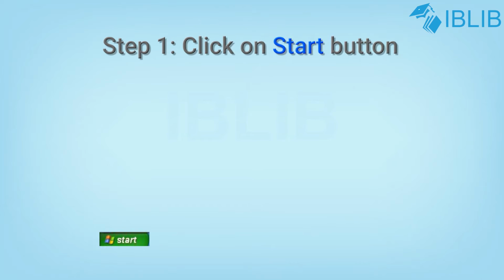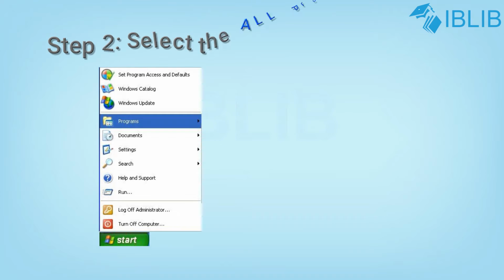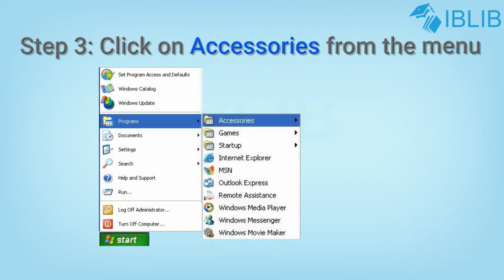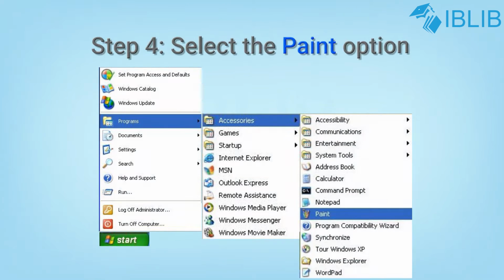Step 1 is click on the Start button. Step 2, select All Programs menu. Step 3, click on Accessories from the menu. Step 4, select the Paint option.